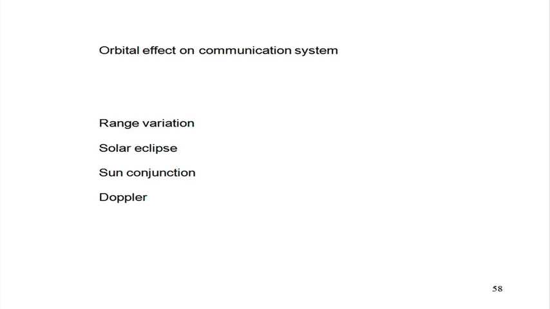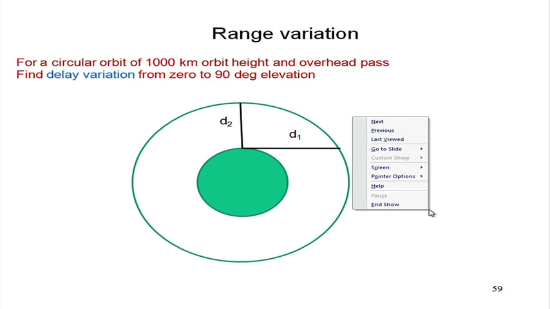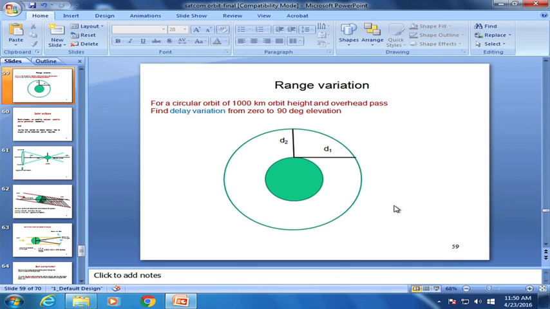So, we have seen how the orbit moves and the perturbations. We stop here to continue in the next session about further effects of the orbit on the communication system.